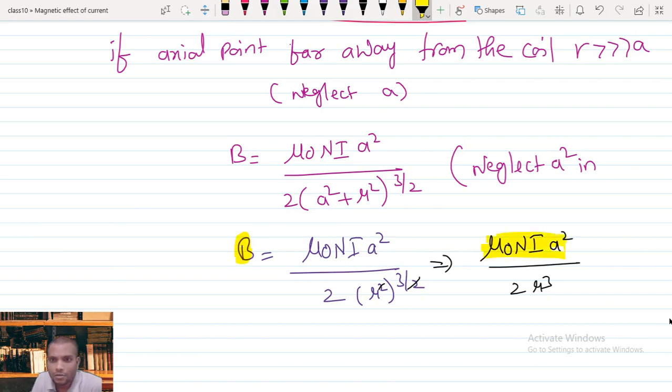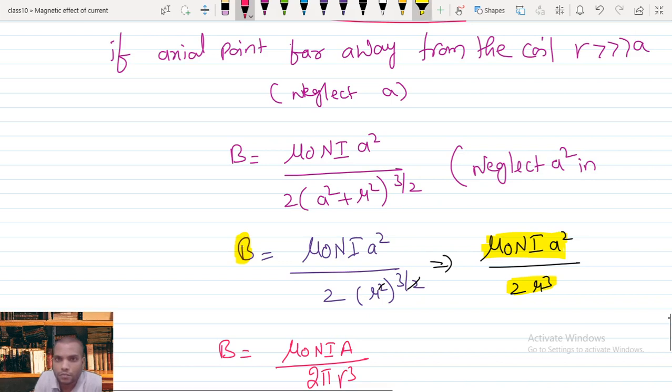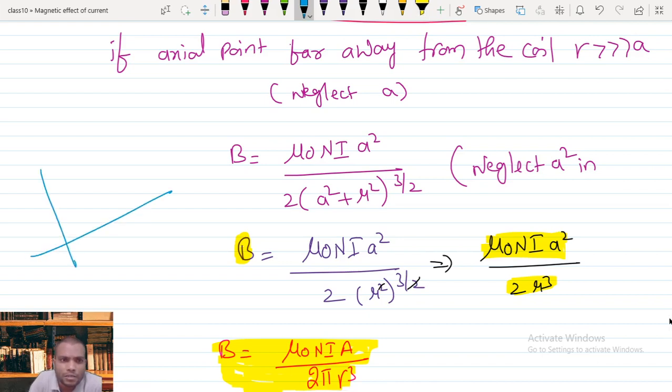So we can end up that B equal to mu naught N I upon 2 r cube. Or if you write that in terms of area, B equal to mu naught N I A, where A is the area of the coil, upon 2 pi r cube. Here r is the position where we need to find the magnetic field, capital N is the number of turns and I is the amount of current. The field is directed along the axis of the loop, and it falls off as 1 over r cube. If you draw a plot of magnetic field versus position r, this is a graph of 1 over r cube. That's what I want to represent here.